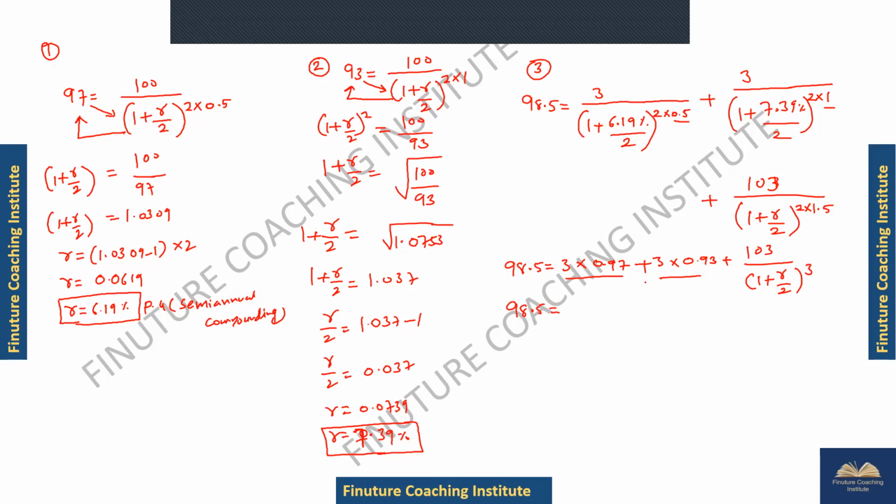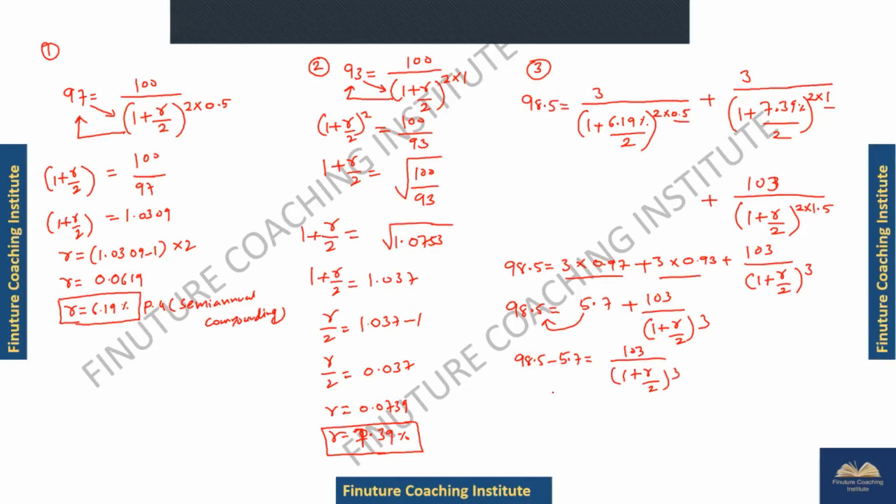So the total value for this is coming around, say, 5.7. This 3 into 0.97 plus 3 into 0.93, it's coming to be 5.7. You can check that out. And this is 103 divided by 1 plus r over 2 to the power 3. So I'll bring this minus. I'll just subtract 5.7 from 98.5. So it's like 103 divided by 1 plus r by 2 to the power 3.